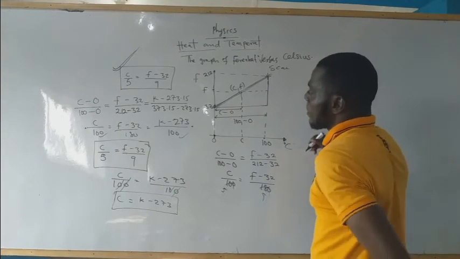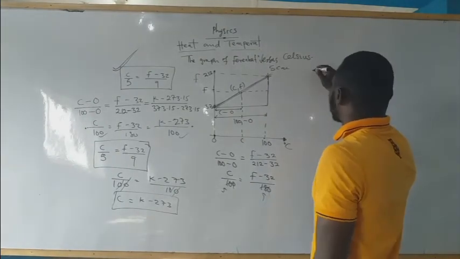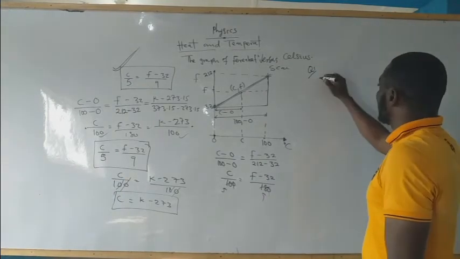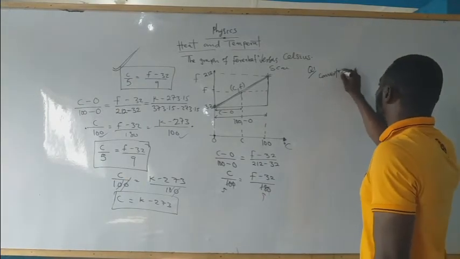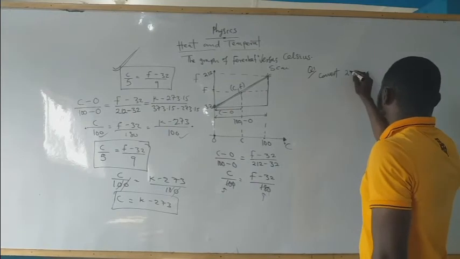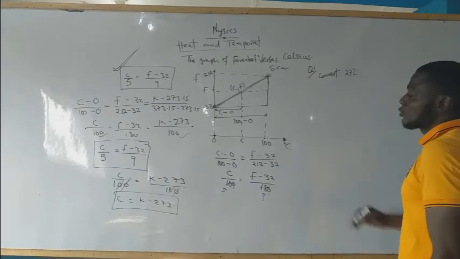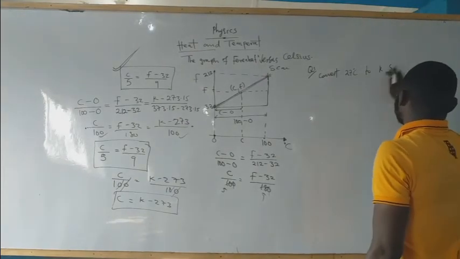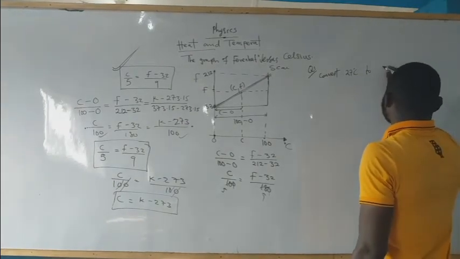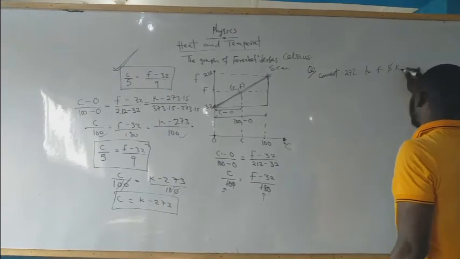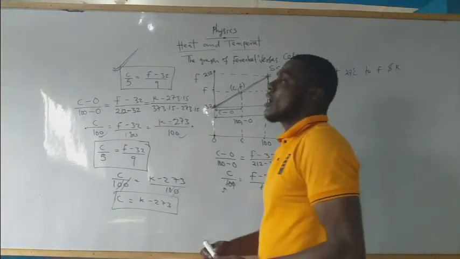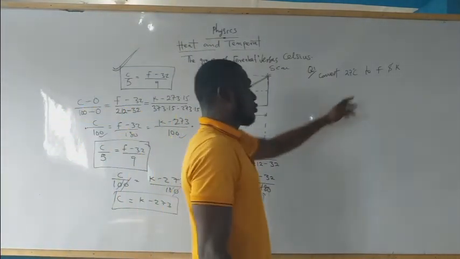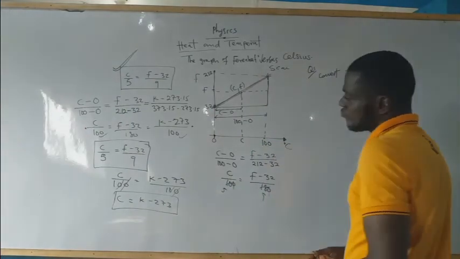Question 1. Convert 27 degrees Celsius to Fahrenheit and Kelvin.